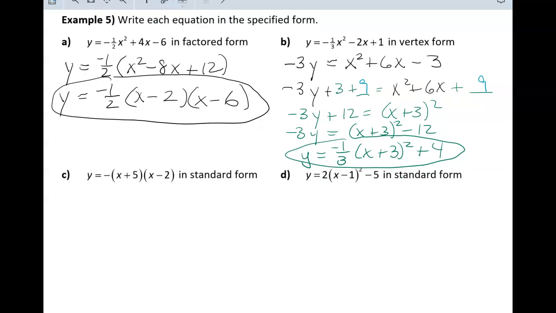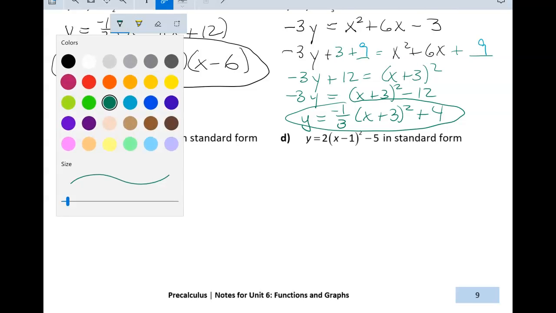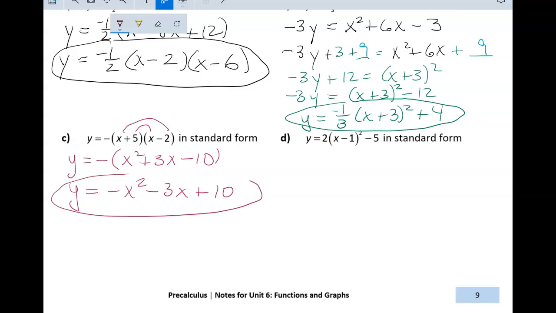All right, let's take a look at C. If we want to put this in standard form, all we have to do is the opposite of factor, which is to multiply out the factors. So y is equal to negative, and then let's just multiply x plus 5 times x minus 2, that's x squared. Outers and inners give us 5x minus 2x, which is plus 3x, and then minus 10. And then just multiply that -1 through, and we have the equation in standard form.